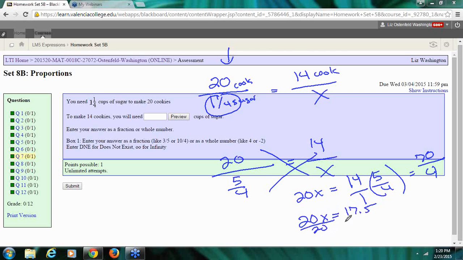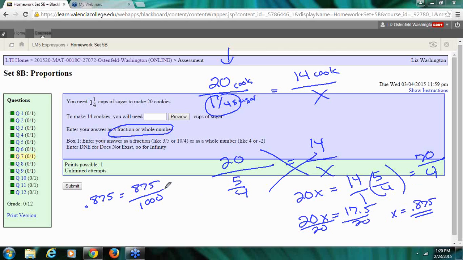To get x by itself, I'm going to divide by 20. And I get x equals 0.875. Now, it says enter your answer as a fraction or a whole number, so I can't leave it like this. So 0.875 is really tenths, hundredths, thousandths, 875 over 1,000. Now, I probably could avoid some of this if I would have simplified back here. Okay? But however, whatever is easier for you.